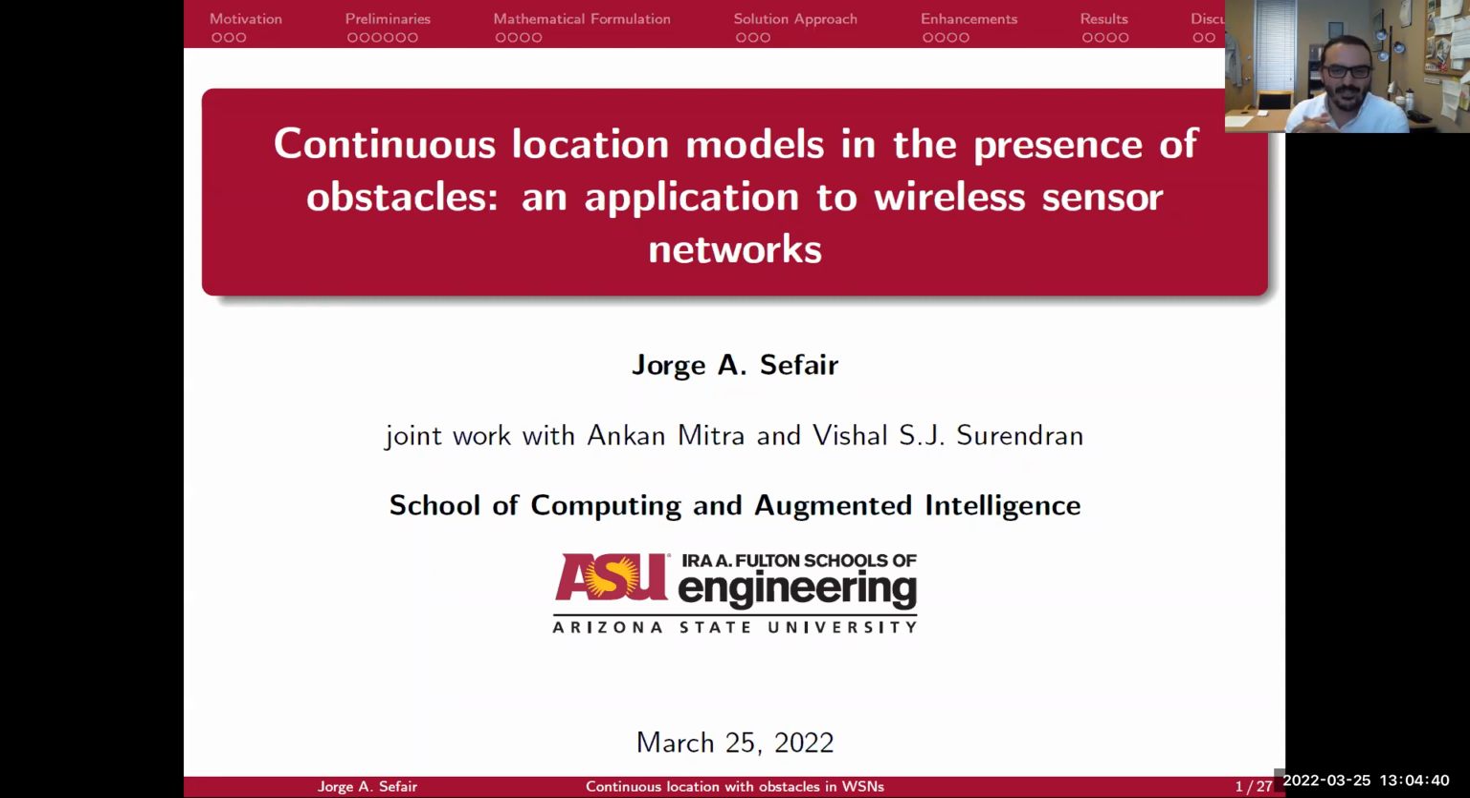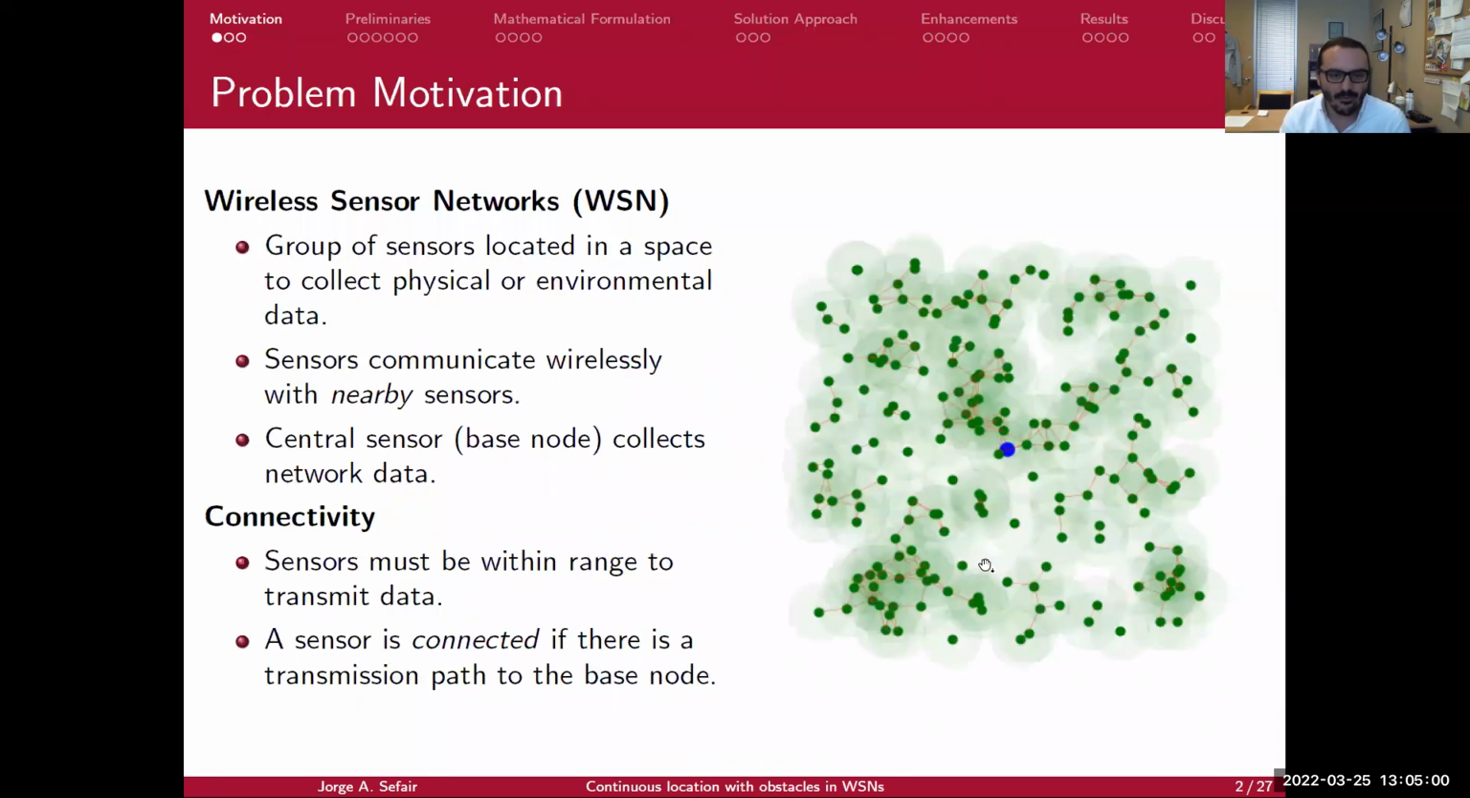So the title is Continuous Location Models in the Presence of Obstacles, an application to wireless sensor networks. And that's kind of a teaser because I know the name of this series, so I added the continuous location. But to be able to do what I'm going to show you, you need a lot of tricks from discrete optimization. So that's kind of the connection with the series. So let me start with the problem motivation.